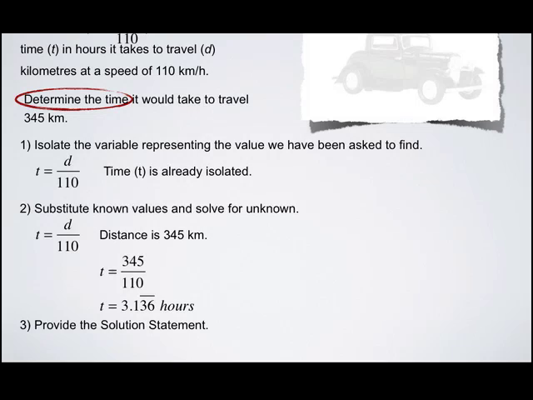Step 3 is provide the solution statement. Once you've solved a problem, you need to create a solution statement so that you can firmly tell the person who is reading your work that you've found your answer and what your answer is. Therefore, it would take just over 3 hours to drive 345 kilometers at a speed of 110 kilometers per hour.